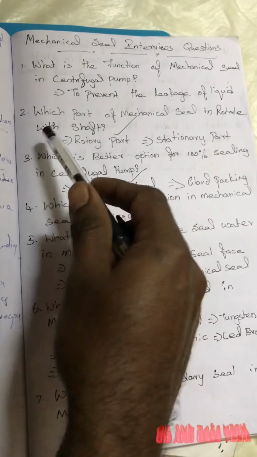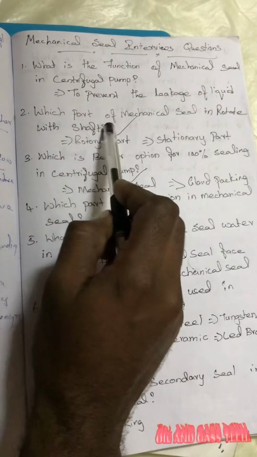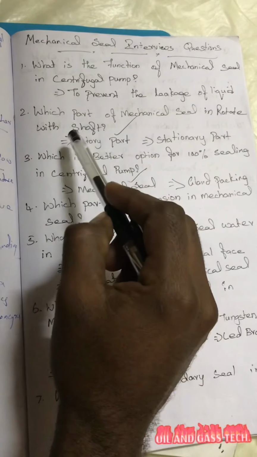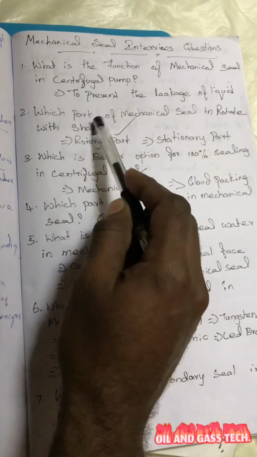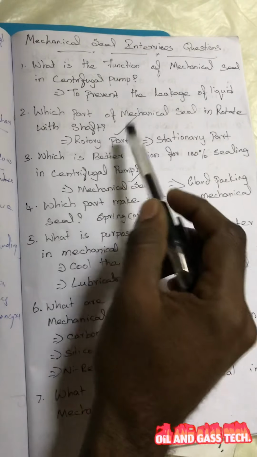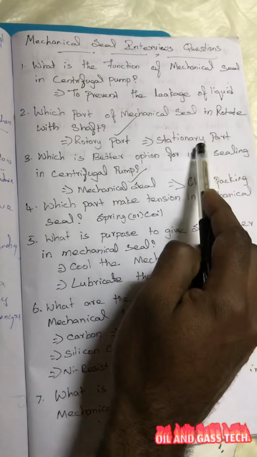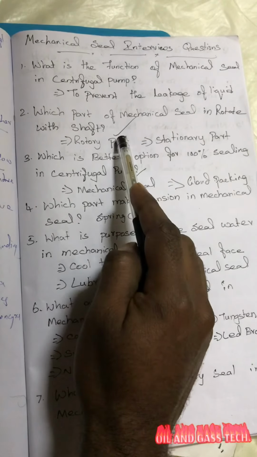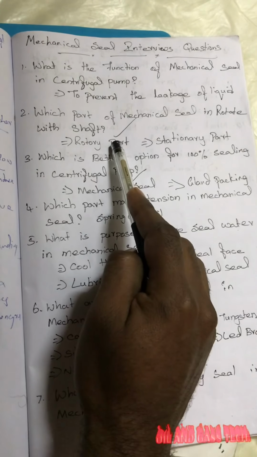Then second question is, which part of mechanical seal rotates with the shaft? Rotary part or stationary part? Here rotary part. Rotary part rotates with the shaft.